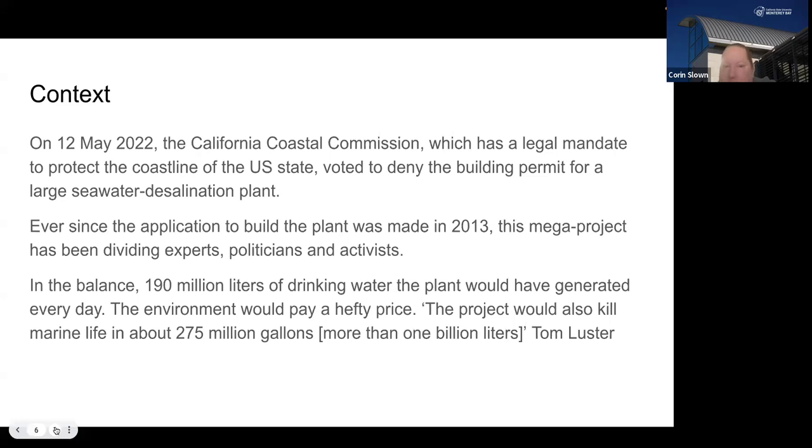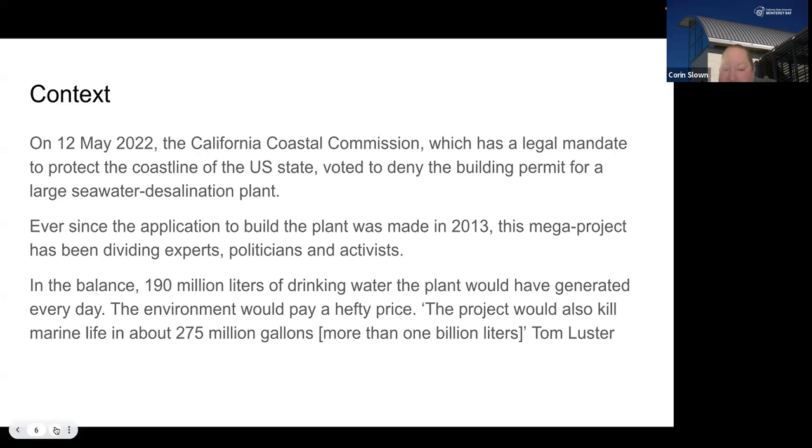So, the California Coastal Commission is the legal mandate that protects the coastline of the United States, and in this case, California. And they denied a building permit for a large seawater desalination plant. The application to build the plant was made in 2013. And this is an example of a project that really divides experts, politicians, activists.